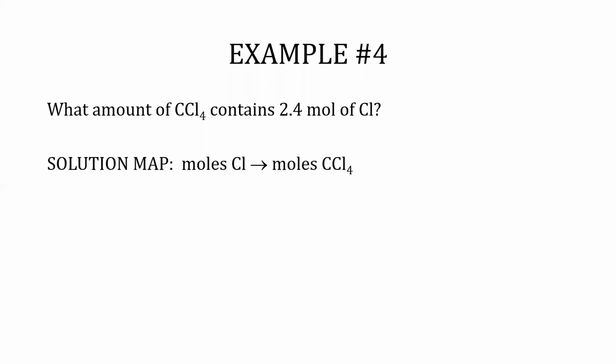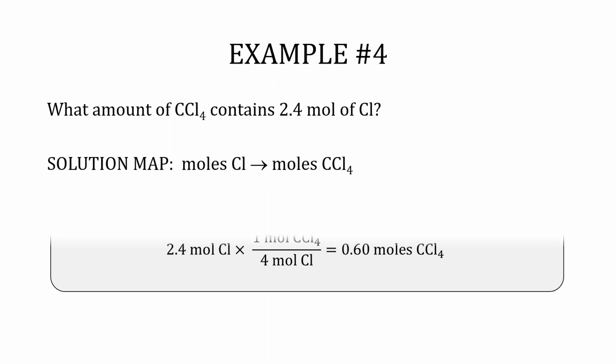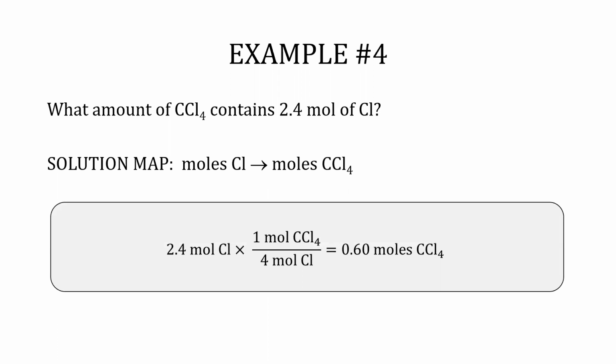Example 4. What amount of CCl4 contains 2.4 moles of Cl? Show a solution map where moles of Cl convert to moles of CCl4. Taking 2.4 moles of Cl and multiplying by the conversion factor of 1 mole of CCl4 per 4 moles of Cl equals 0.60 moles of CCl4.